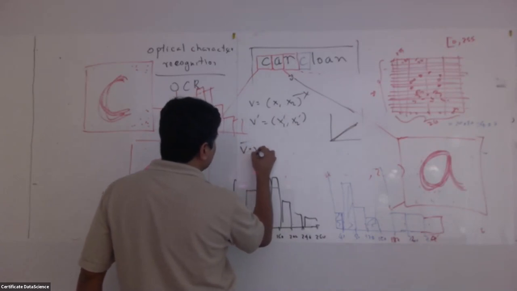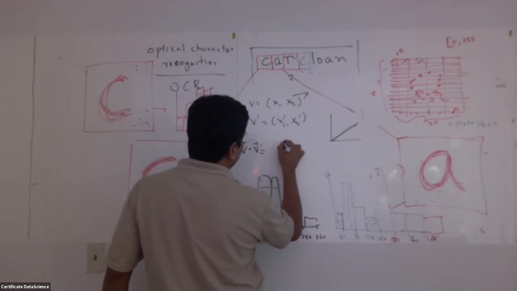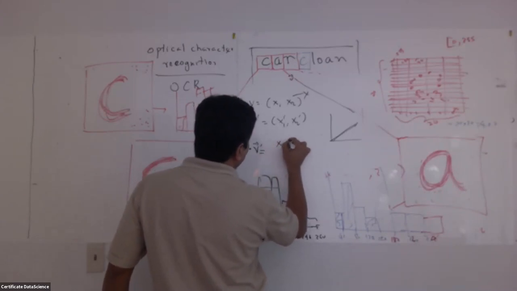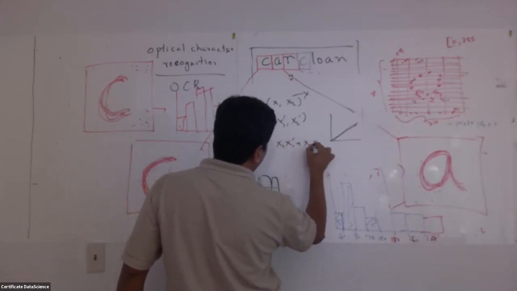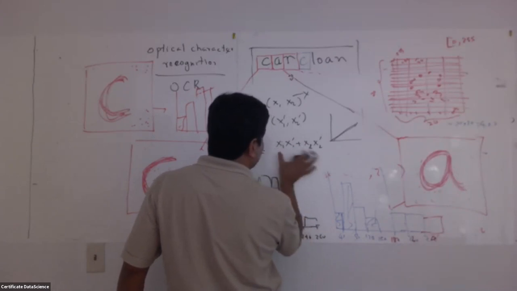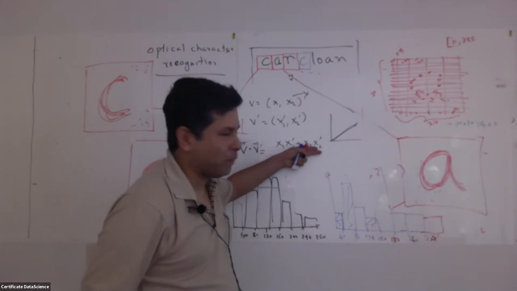V dot V prime. You must have seen this in elementary algebra, the dot product. The way it is done is x1 times x1 prime plus x2 times x2 prime. This is the dot product. You essentially multiply product-wise.